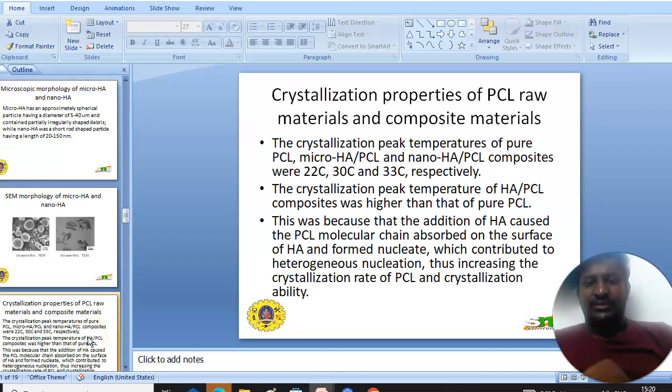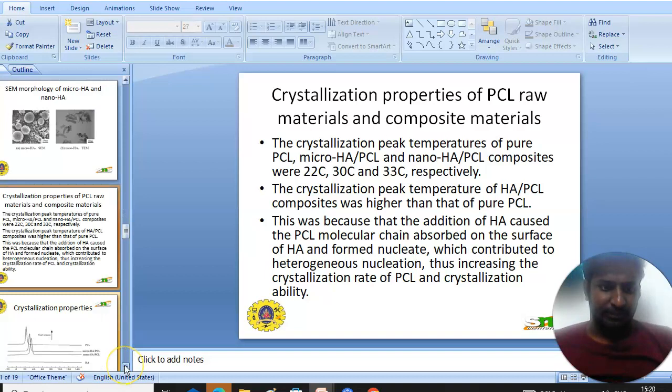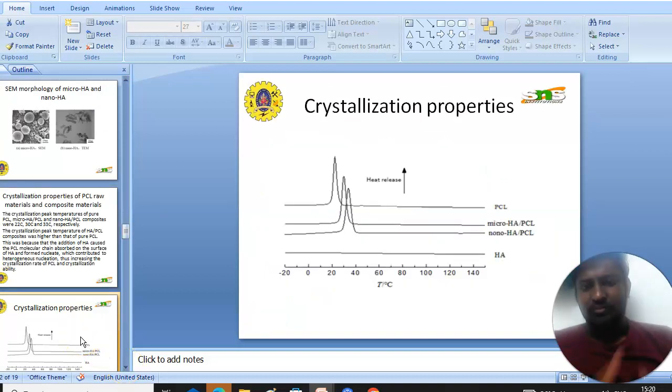The crystallization properties showed that the addition of HA improved the crystallization peak temperatures. For PCL, it was 22 degrees Celsius. For micro and nano HA, it was 30 and 33 degrees Celsius. It was concluded that the HA acts to nucleate the PCL matrix, which caused the increase in the crystallization peak temperatures. This is the corresponding graph for the crystallization properties.